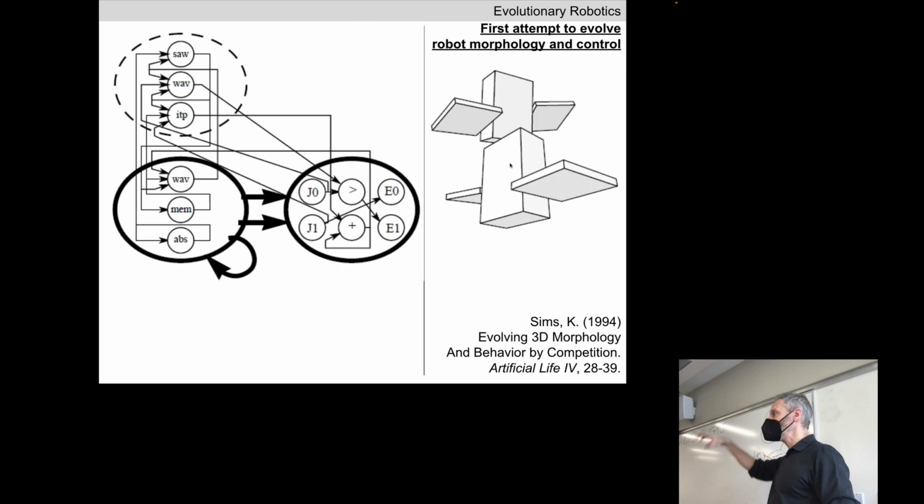So as we're building this body, every time we build a new body part and a joint, we are also copying into that body part a particular neural circuit. Yeah? Okay.